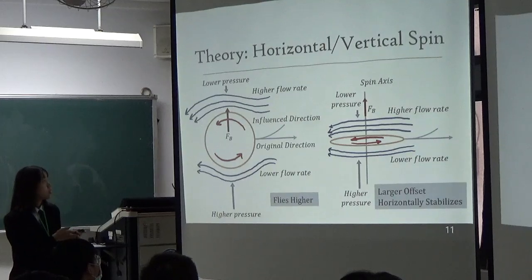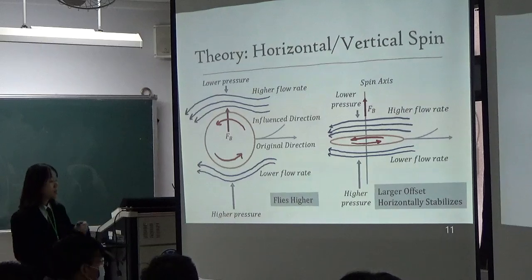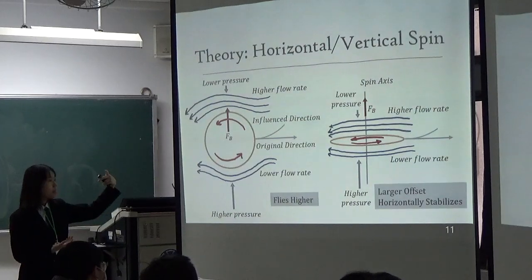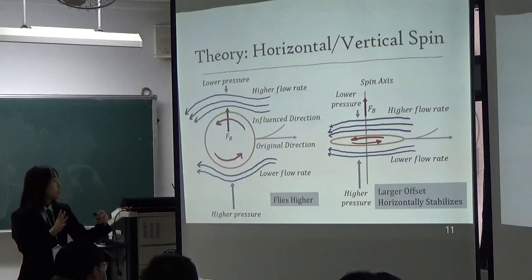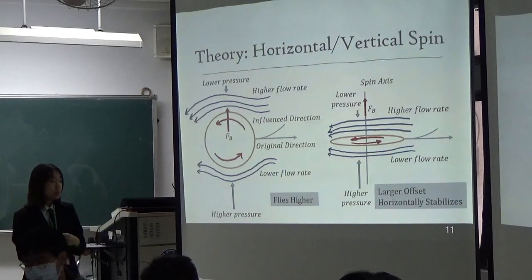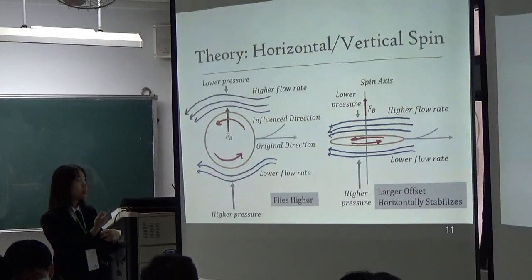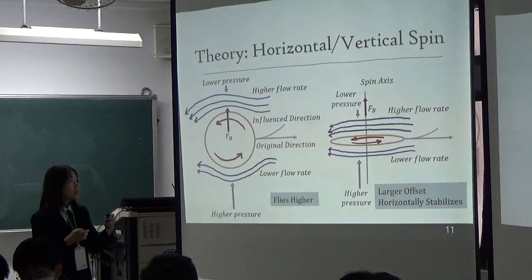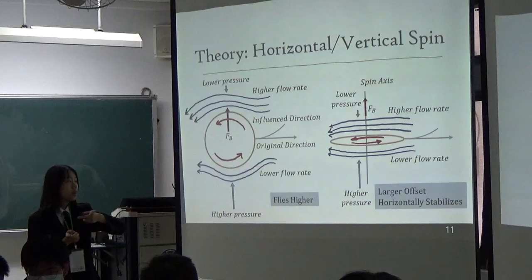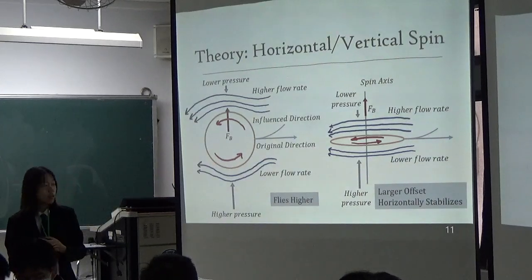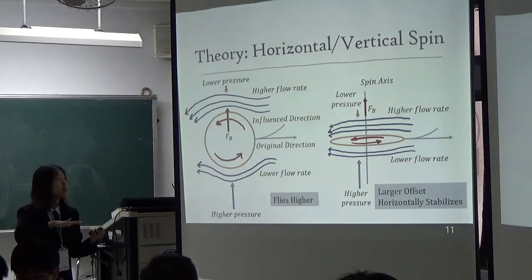This is the difference between the horizontal and the vertical spinning. As I've mentioned before, when the rubber band is rotating vertically, the influence direction will make the rubber band fly higher. And when the spinning axis is horizontal, when the rubber band rotates horizontally, the influence direction will cause a larger offset on the path, and it will also be horizontally stabilized because it rotates in a horizontal way.